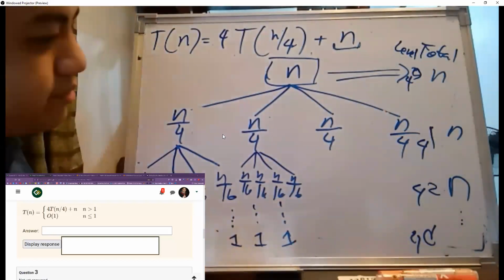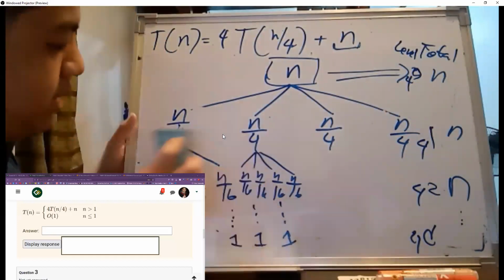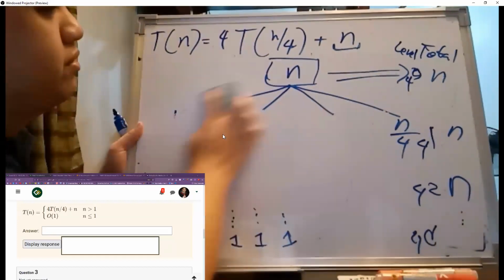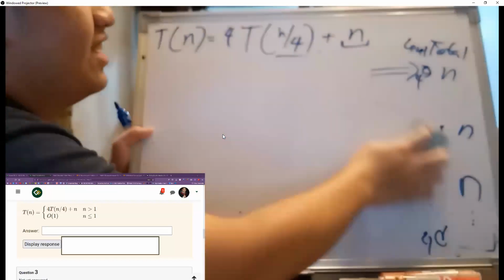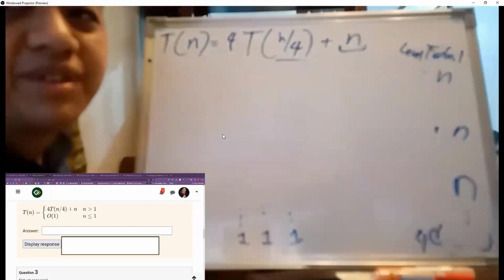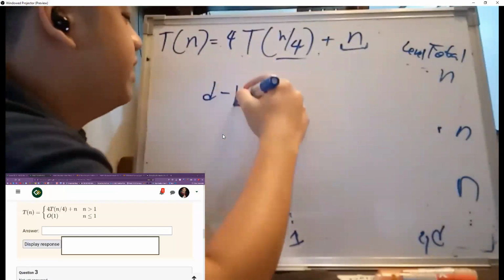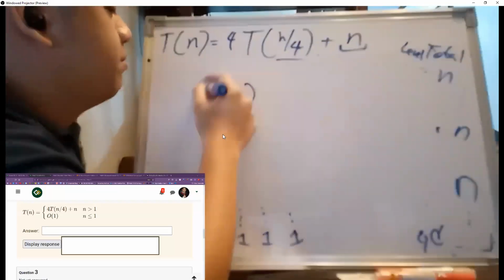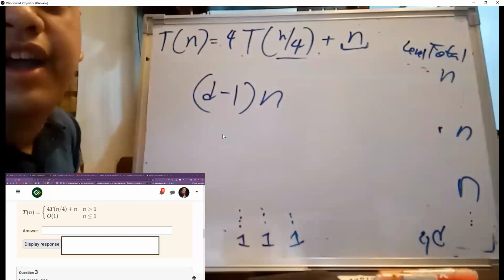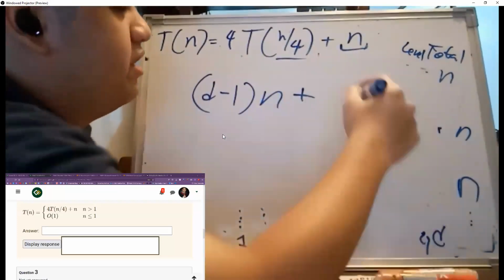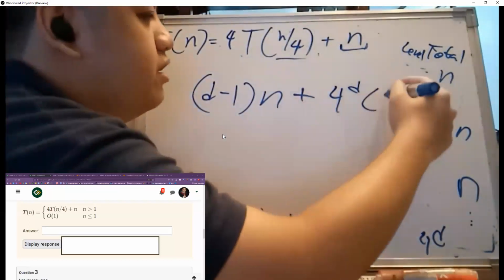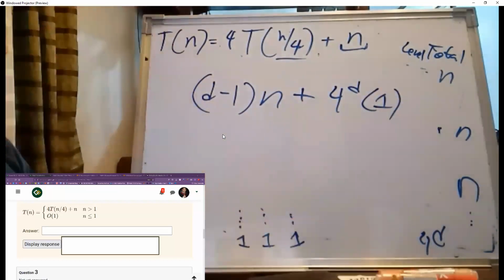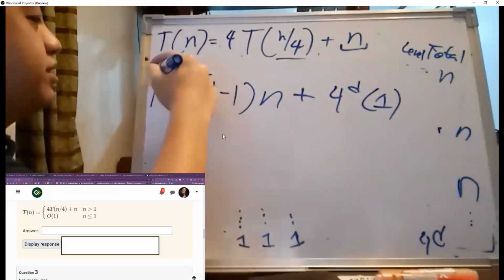So, for D minus 1, meron lang tayong puro N. Pasensya na, di kasi yung buong tree. So, for the actual tree, meron tayong D minus 1 levels na puro N yung total. And then for the last level, meron tayong 4 to the D na elements na O of 1. So, ito ang ating T of N.